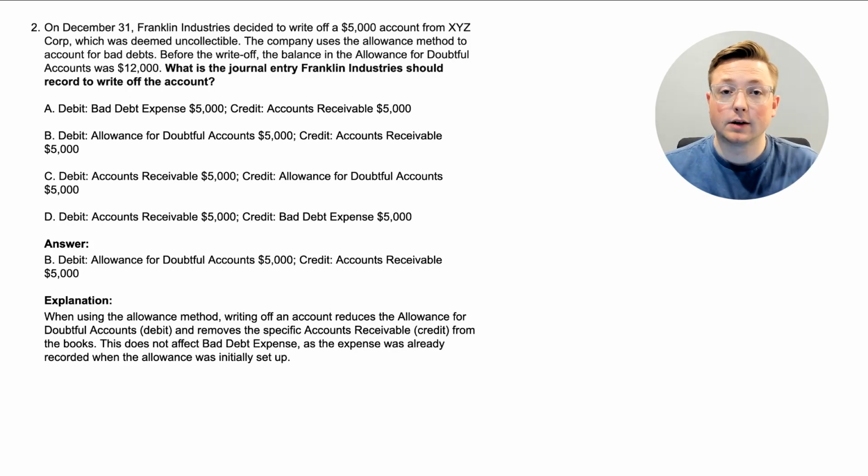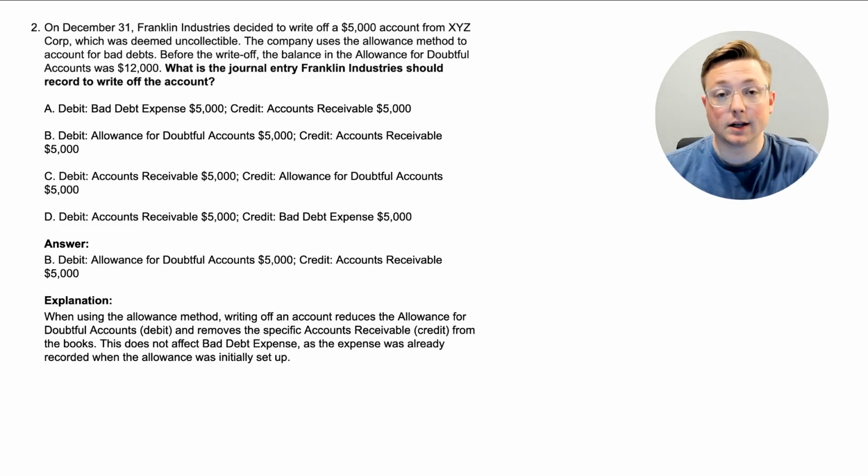So allowance for doubtful accounts is actually a credit. It's considered an asset, but it's a credit. So to increase it, we have to credit allowance for doubtful accounts and debit bad debt expense, or that's one of the ways to increase allowance for doubtful accounts.